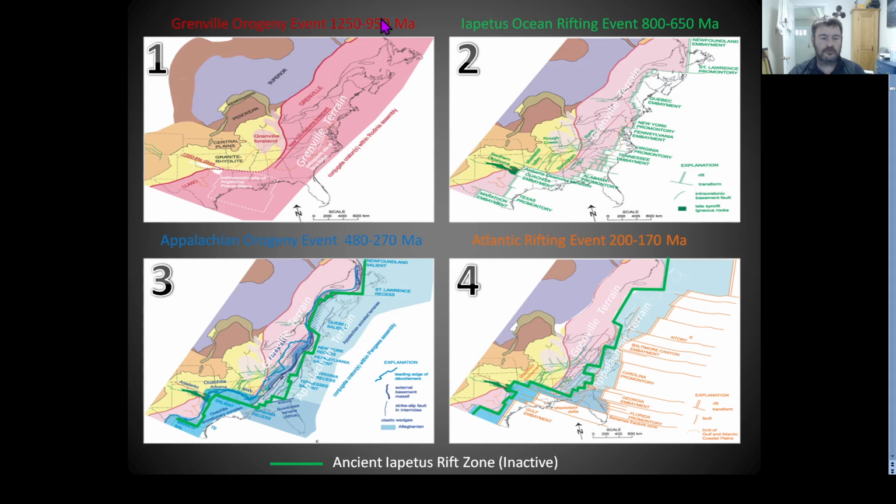It deformed into the actual cratonic nucleus of Laurentia. It caused all sorts of deformation through here. There's rifts, there's faults from this. This was a massive, massive continent-continent collision. But like all supercontinents, its time was limited.